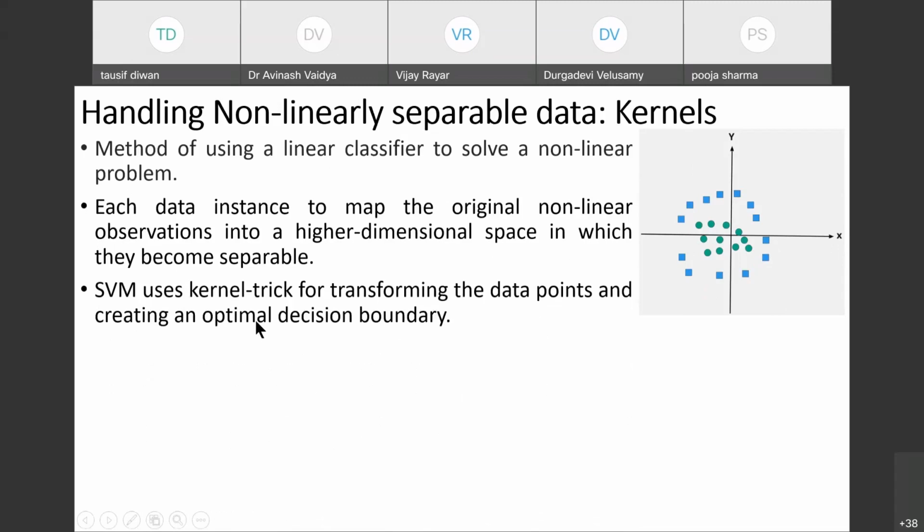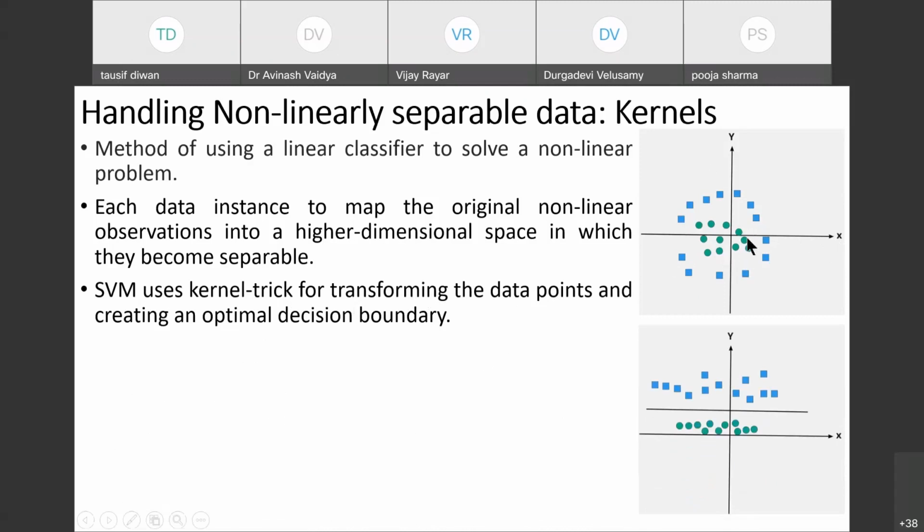And what does SVM do? SVM uses the kernel trick for transforming these data points. See here, these data points are characterized in 2-dimensional space. The kernel trick uses this transformation and projects the data into a higher dimensional space, creating the optimal decision boundary. How? See here.